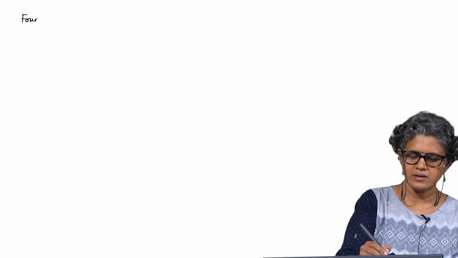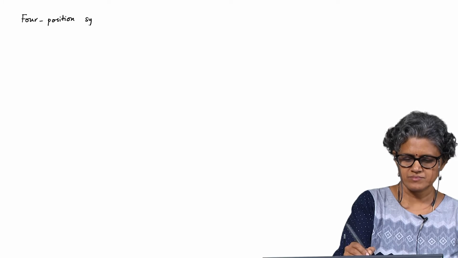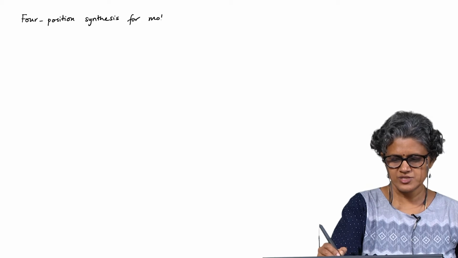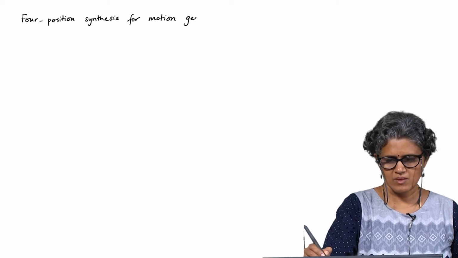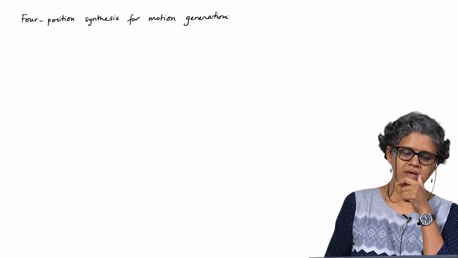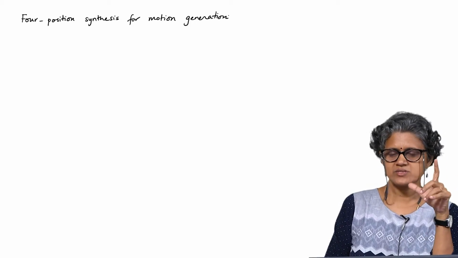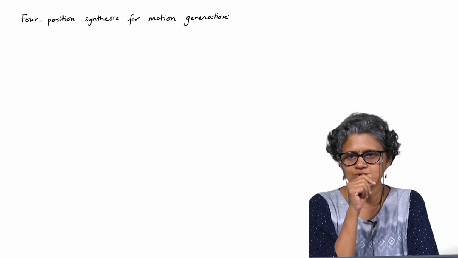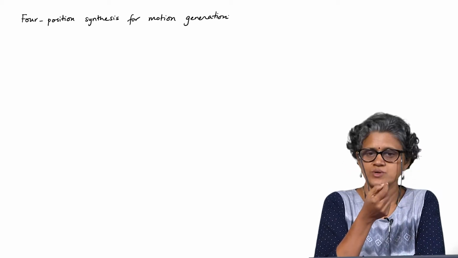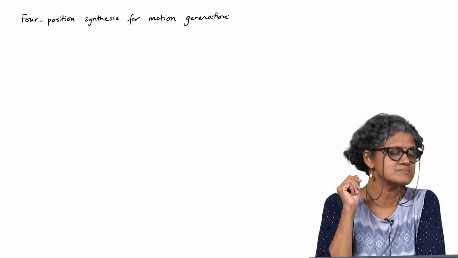We will look at the 4 position synthesis for motion generation. Now, if you remember, in the graphical methods we stopped with 3, because we ended up with a unique solution. Essentially, the strategy that we used was that the moving pivot will move along a circular path.